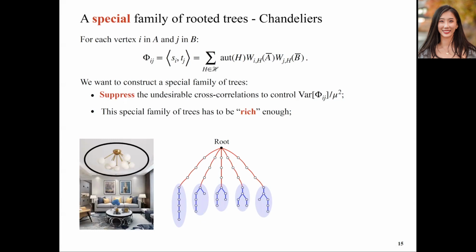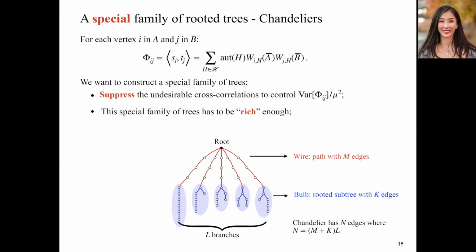The solid node is a root. The white parts are called wires. Each wire is a path. And the blue parts are the bulbs. Each bulb is a rooted subtree. And this chandelier will have L branches.